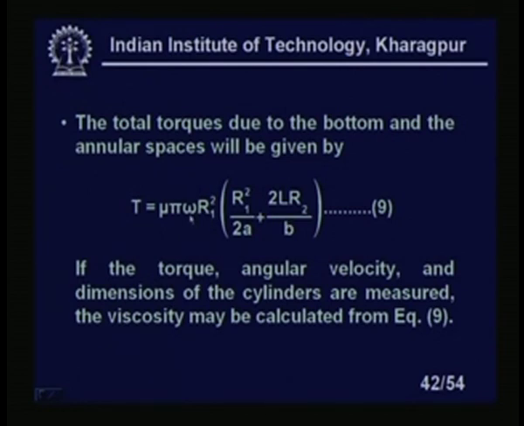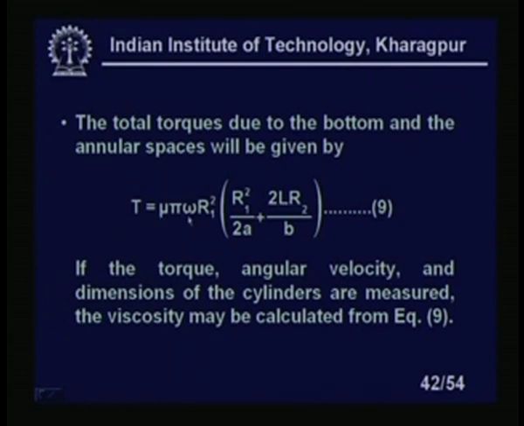Because omega is known, since the rotation can be measured by our tachometers, and we know the dimensions R1, R2, L, A, B of all the cylinders, and we can measure the torque T by some torque cell, obviously the only unknown is mu, the viscosity of the liquid.